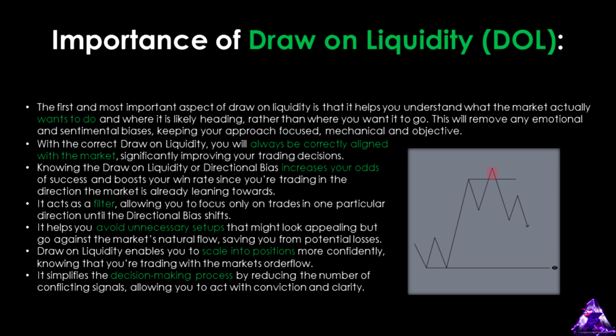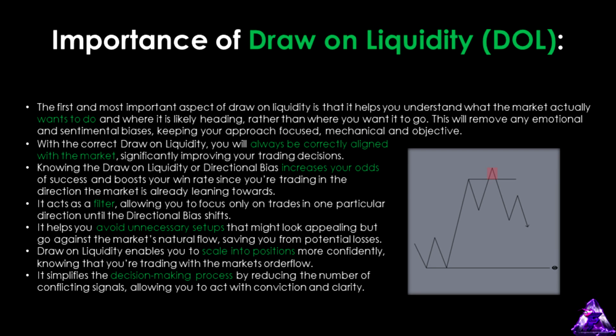The first and most crucial aspect of draw on liquidity is that it helps you understand what the market wants to do, where it's headed, rather than where you want it to go or where you sense it might go. This removes emotional and sentimental biases, keeping your approach objective and focused so you're always mechanically driven in your decisions. This will make your trading decisions more informed and accurate. With the correct draw on liquidity, you'll be properly aligned with the market, significantly improving your trading decisions and ideas.